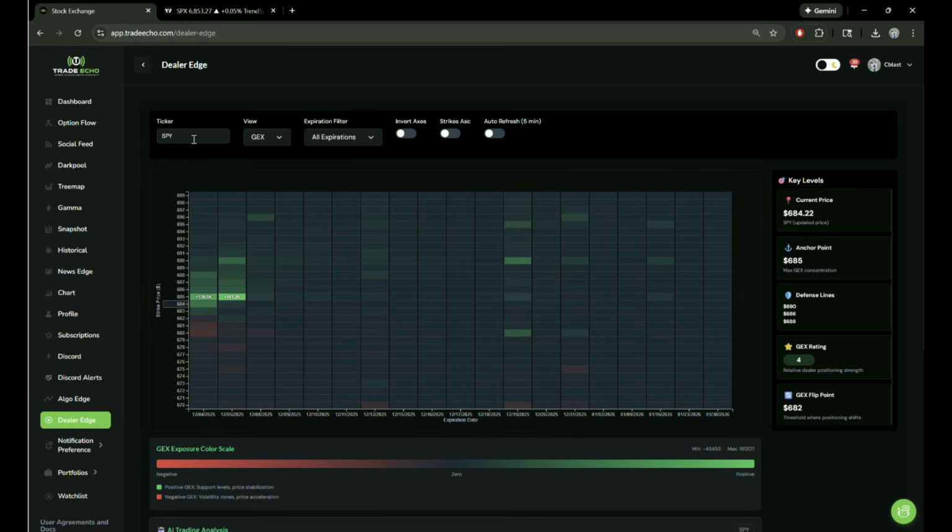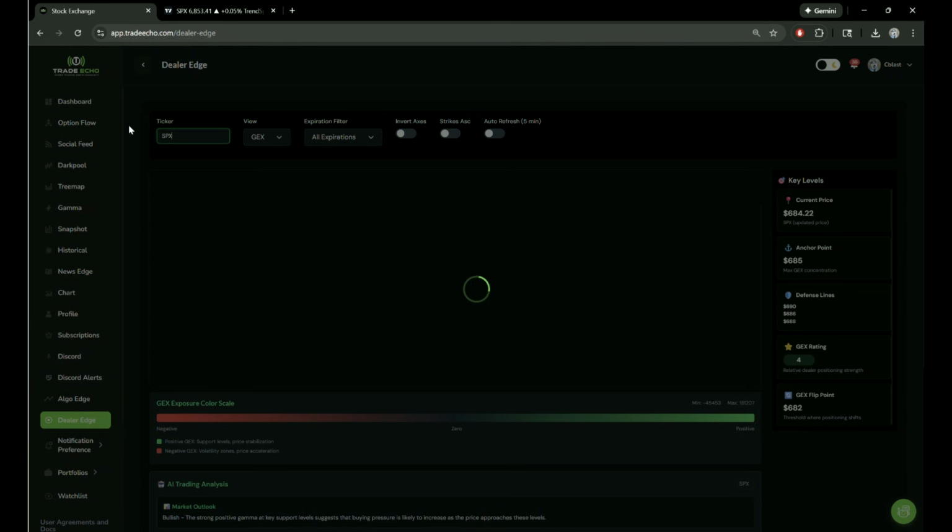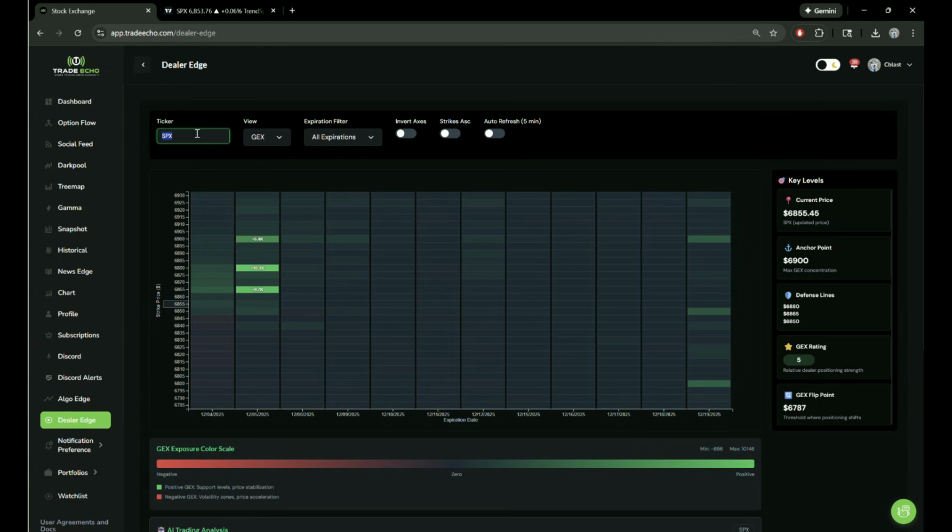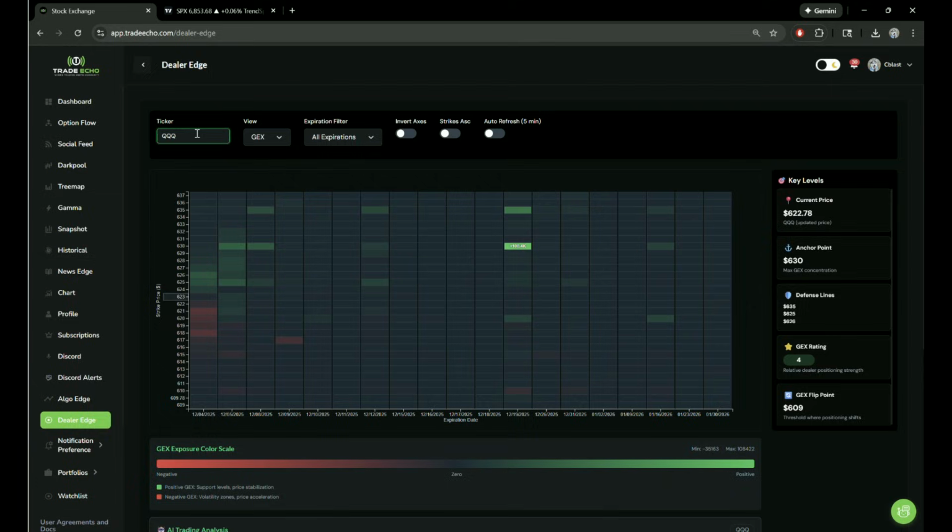At the top left, you'll find the ticker search box. Type any symbol, SPX, QQQ, or individual equities, and matching results appear instantly. Select a result or press enter, and Dealer Edge will load the latest gamma exposure data for that ticker.